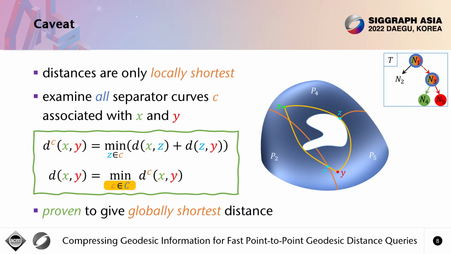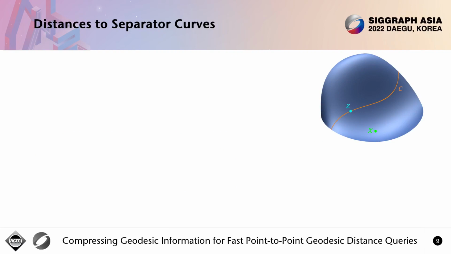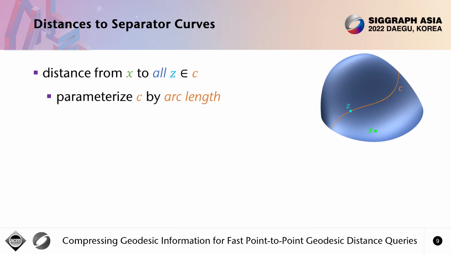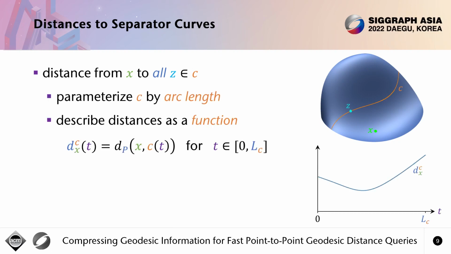Now we've talked a lot about these distances to separator curves, and that's of course not just a single distance from x to a point on C, but it's the distance to all points on the separator curve. Now to model this, we parameterize C by arc length, and then we can represent all these distances as a function of the arc length parameter t.